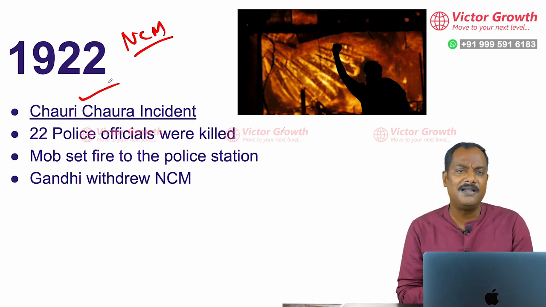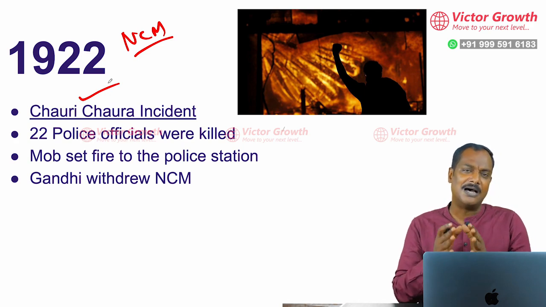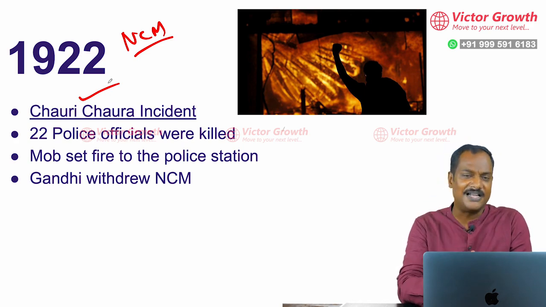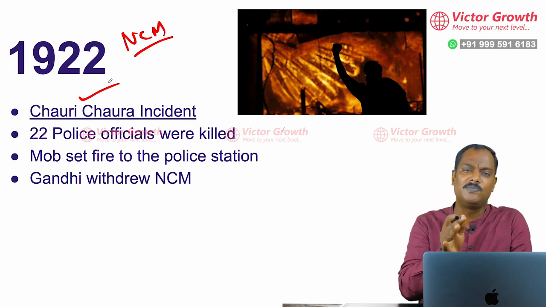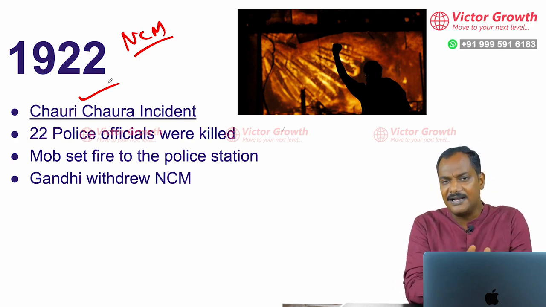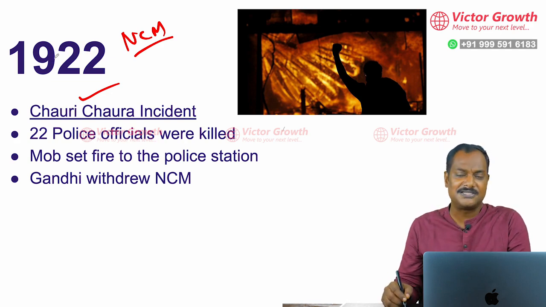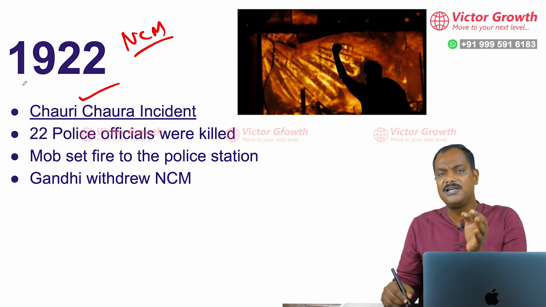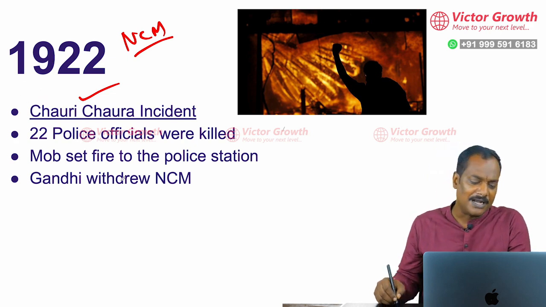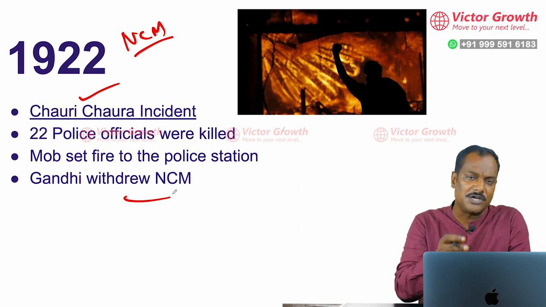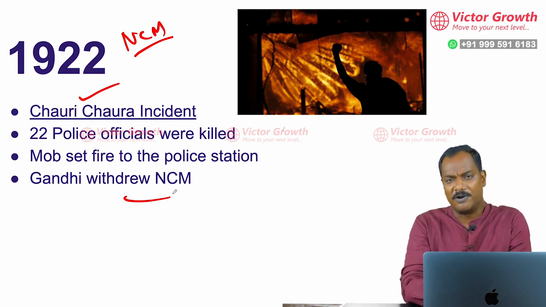A mob of people in a village called Chauri Chaura locked the police officials inside the police station and set fire to it, killing 22 police officials. A non-violent Gandhian Satyagraha becomes a violent movement, and the Britishers accuse Gandhi of being responsible, and Gandhi is arrested. Gandhi is arrested for Chauri Chaura, and because of Chauri Chaura, Gandhi is also withdrawing the non-cooperation movement.